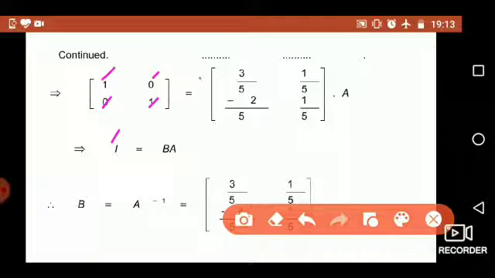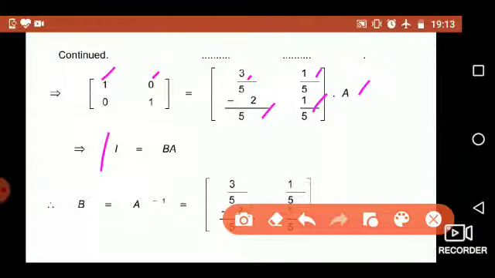The same operation we can perform to the right hand side. In the previous slide, we have the right hand side containing the elements 3, 1, minus 2, 1. And both the rows are multiplied by 1 by 5. Therefore, here we are getting the new elements 1 by 5 into 3, that is 3 by 5. 1 by 5 into 1 gives 1 by 5. Similarly, we are multiplying 1 by 5 to the second row. Therefore, 1 by 5 into minus 2 is minus 2 by 5. 1 by 5 into 1 is 1 by 5, into matrix A.